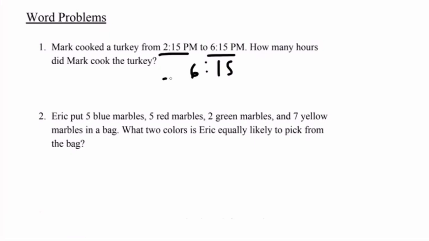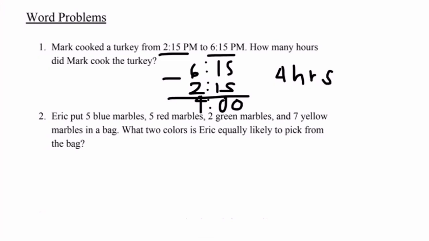6:15 p.m. minus 2:15 p.m. 5 minus 5 equals 0, 1 minus 1 equals 0, and 6 minus 2 equals 4. Therefore, it took Mark a total of 4 hours to cook his turkey.